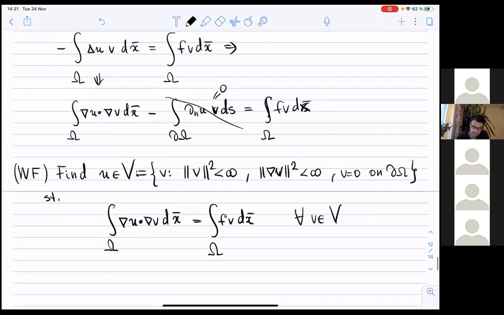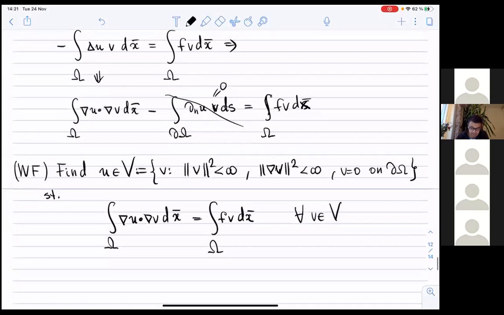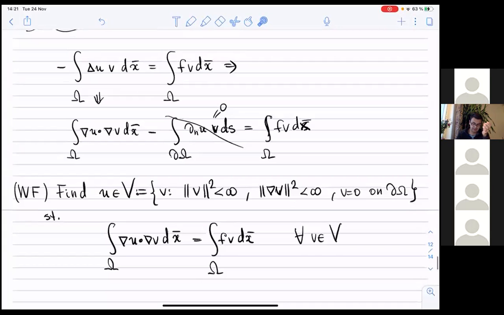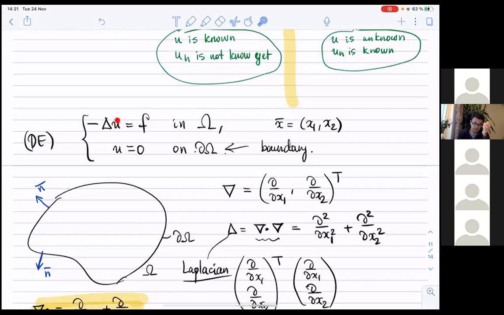Okay, so usually we call it weak formulation. Remember, we talked about the strong formulation. The differential equation is usually given in the strong form. The solution u should be twice differentiable in the classical sense. So in this case, this u should be from C2 in omega.